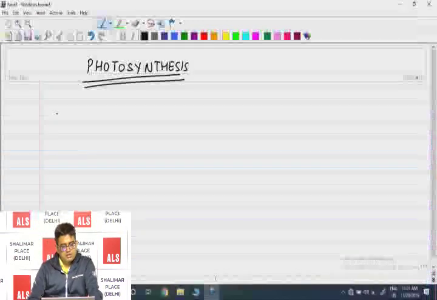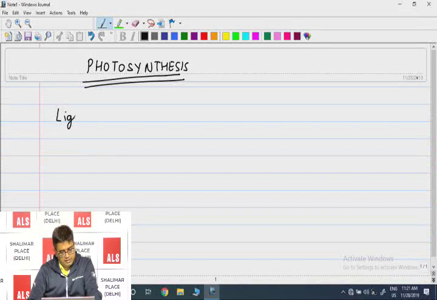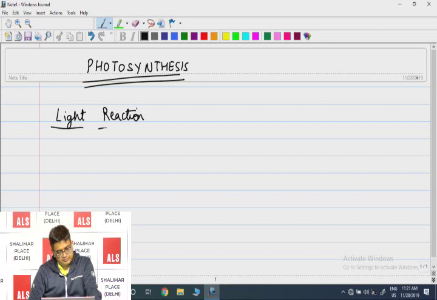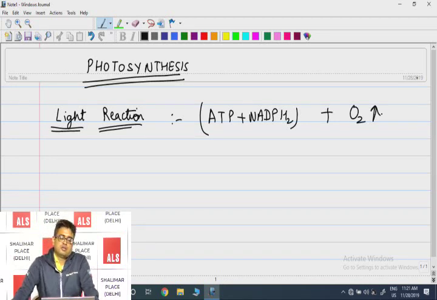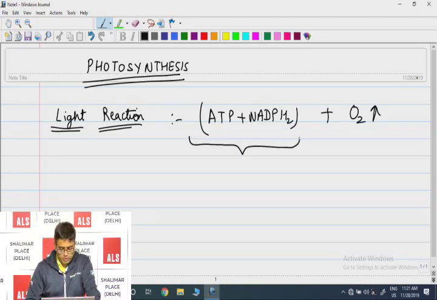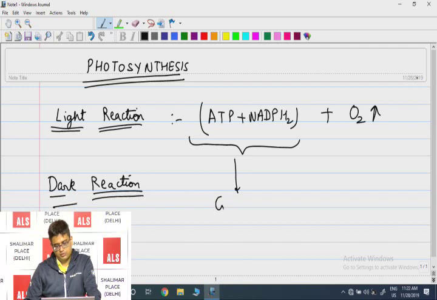Alright. So we have completed light reaction. What is included in light reaction? All the reactions that are used to make two things: ATP, NADPH2, and oxygen is a waste product. These two things together will be used in the dark reaction to make glucose.